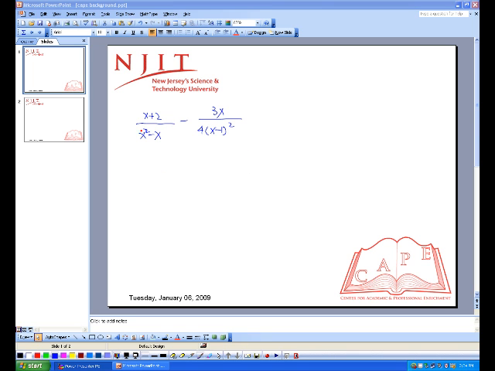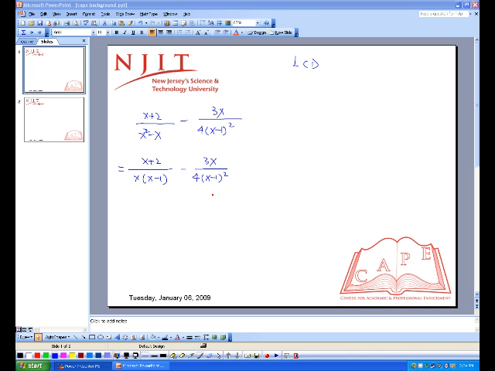So this is x plus 2 over x squared minus x, minus 3x over 4x minus 1 squared. Now we have to find the least common denominator. First of all, we want to completely factor each denominator. So x squared minus x, we can take x out, it becomes x times x minus 1. And 4x minus 1 squared on the right side is already completely factored.